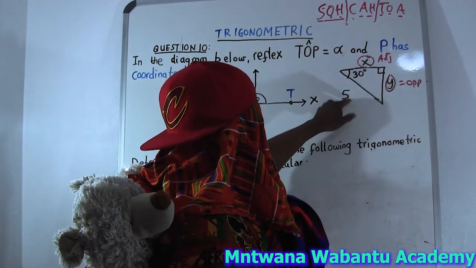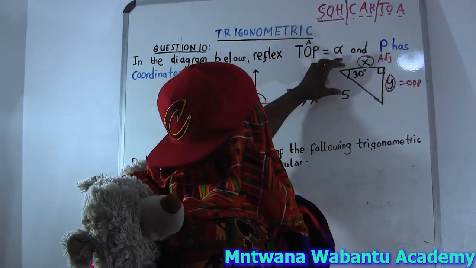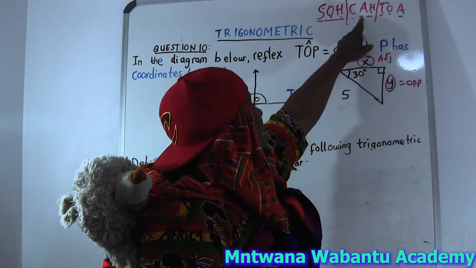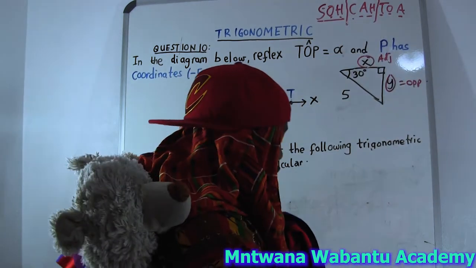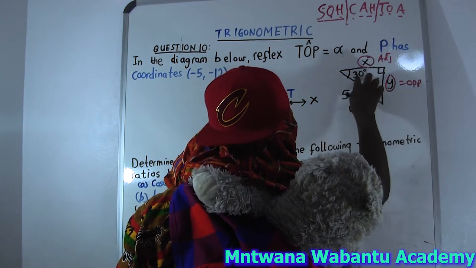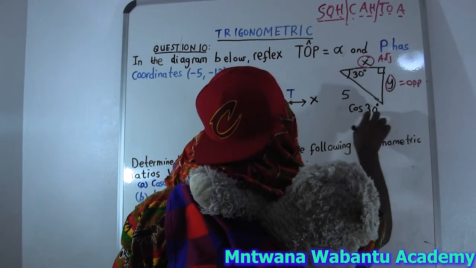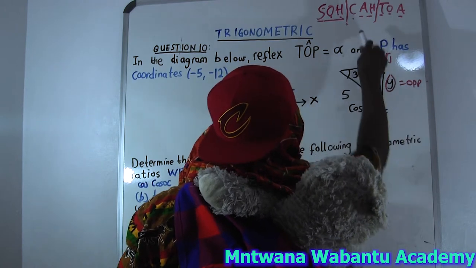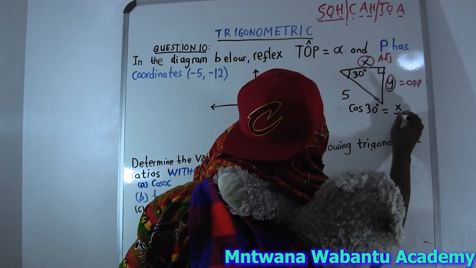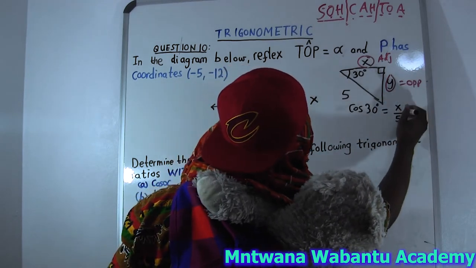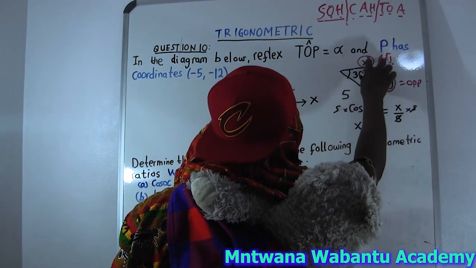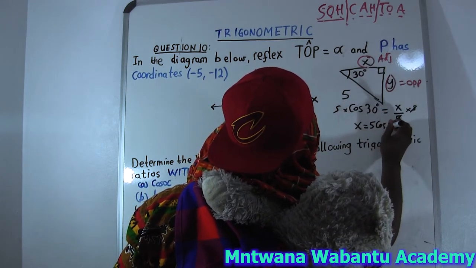So take adjacent and hypotenuse. What is it? This will be cos. I'm going to say cos because you see, it's adjacent and hypotenuse. So cos of the angle. Whenever you say cos, there must be an angle in front of it. Cos of the angle equals adjacent, which is x, over hypotenuse, which equals 5. Now how are you going to get x? I must multiply by 5 on both sides, and this cancels. So my x, which is the adjacent, equals 5 cos of 30.